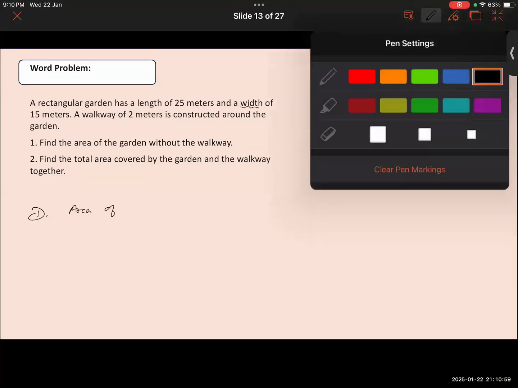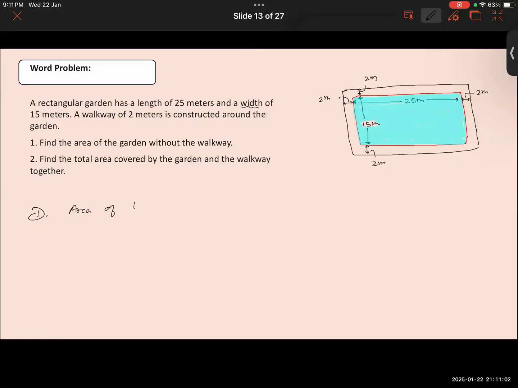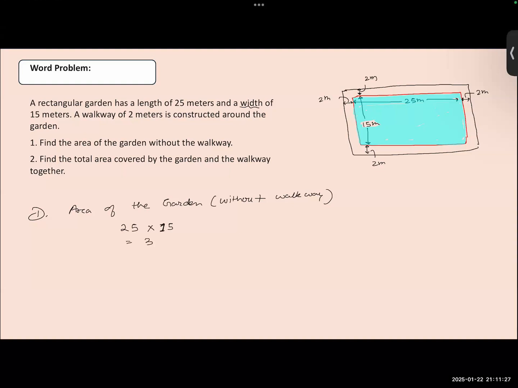Yes, Habib. Done. The answer is 375. Well done. And you have to mention the unit also, no? It's area. What is the unit of area? Square meter or square centimeter, whatever the unit is. If it is area, you have to write it as square meter.